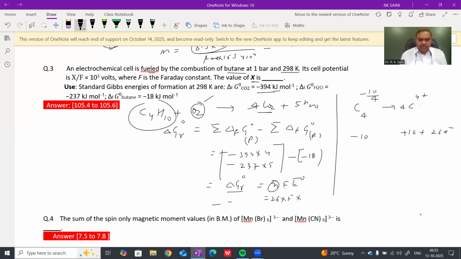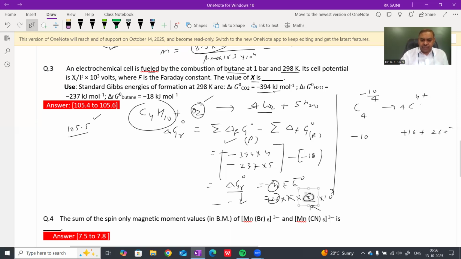In this question, the voltage X upon F into 10 to the power 3. Put the value of this, F cancels, and the value of ΔG, negative sign with negative sign. Therefore, we find X is nearly equal to 105.5, and the given answer is 105.4 to 105.6. It is an important question. First of all, we find ΔG of the reaction, and then we know that the free energy change equals minus nFE, where n is the number of electrons taking part in the balanced reaction for 1 mole of butane combustion.